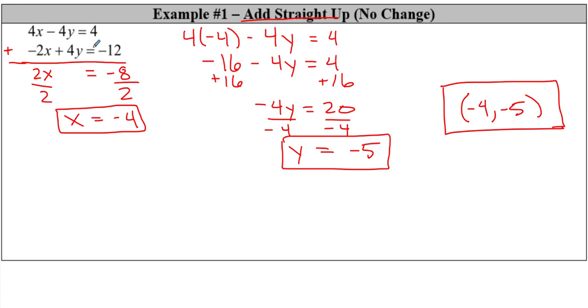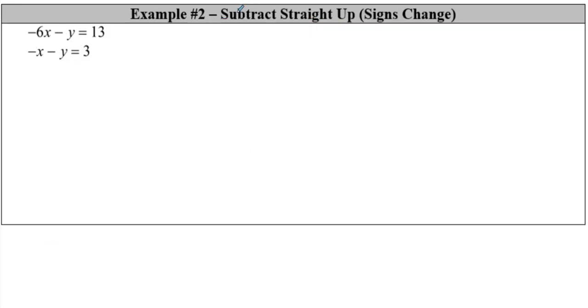Okay, so remember, if you have the same value coefficient with opposite signs, you can just go ahead and add straight up. Okay, all right, let's take a look at type number 2. Okay, this is our subtract straight up. This is where we have the same value coefficient, but we do not have opposite signs.